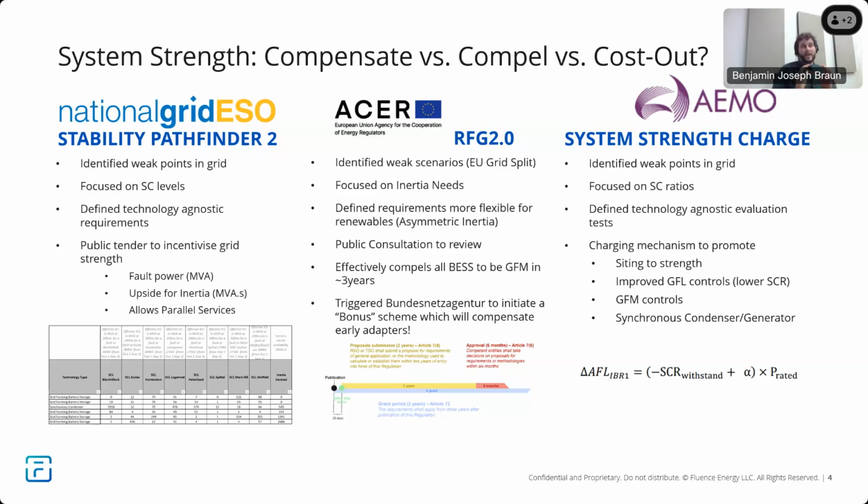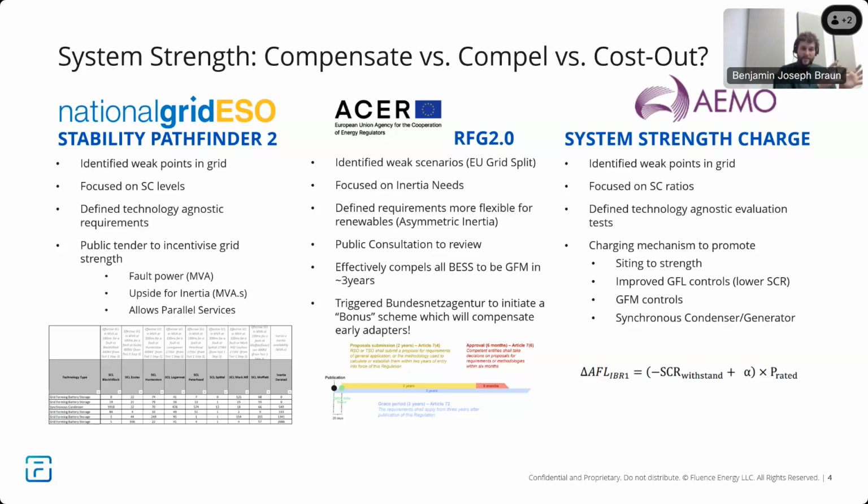Now, AEMO and the local TSOs are not saying for your system strength that you have to provide a certain level of short circuit level or a certain amount of megawatt seconds, as was detailed in the National Grid Stability Pathfinder 2 tender. They simply say, kind of, do no harm. There are some more formulaic ways to quantify it, but you're not really incentivized to overbuild for these services. You just have to make sure that you can reliably, stably connect to lower short circuit ratio grids.